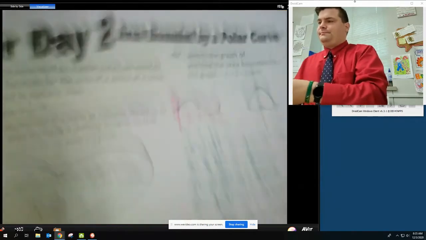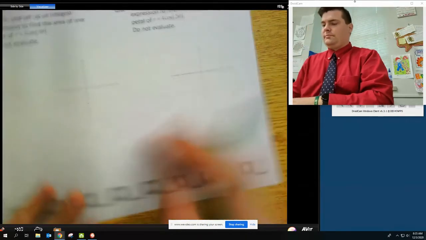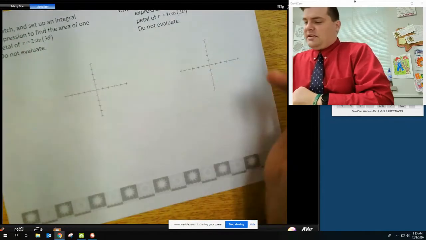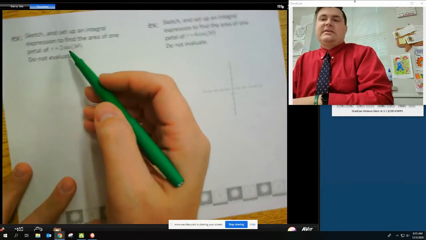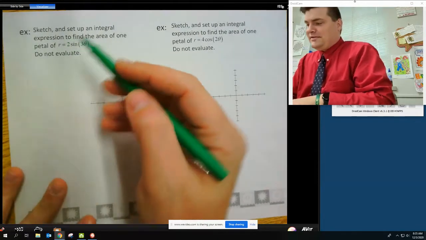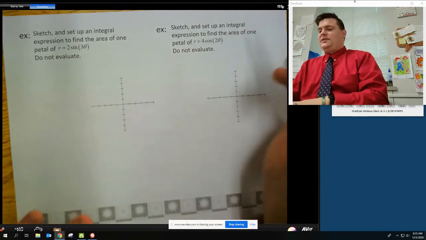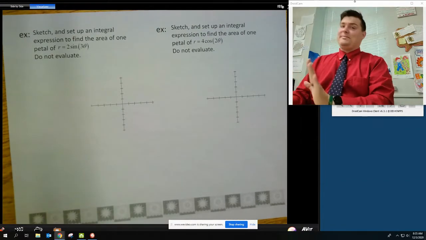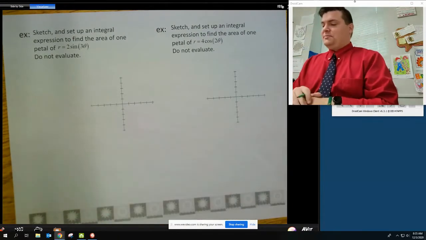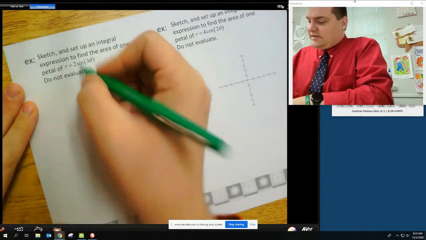Here we go. Sketch and set up the integral of the expression to find the area of one petal, which means that we're going to have petals here, of r equals 2 sine 3 theta, and do not evaluate. So we're just setting this one up. Pretty typical. It's just a setup only for these problems here. Okay, so to sketch this, I need to go ahead and sketch this guy right here.